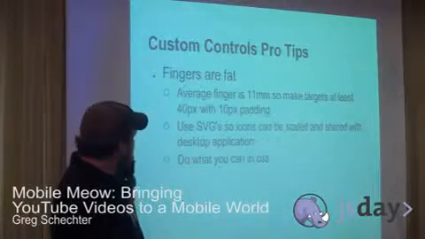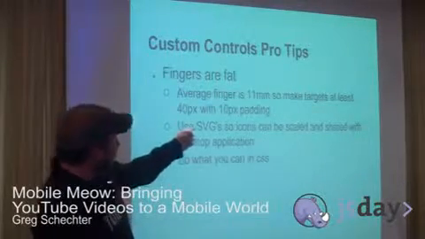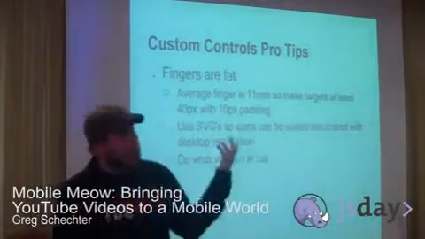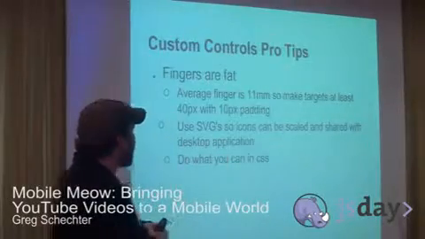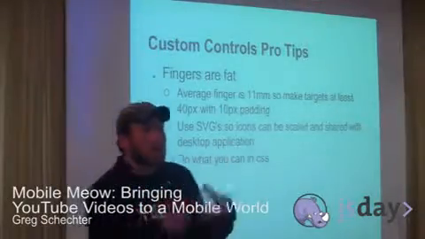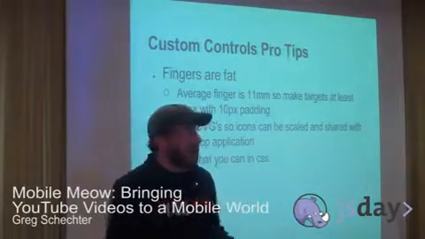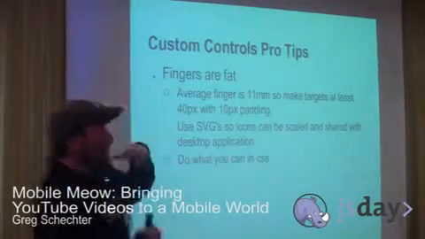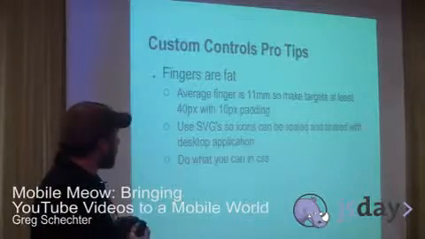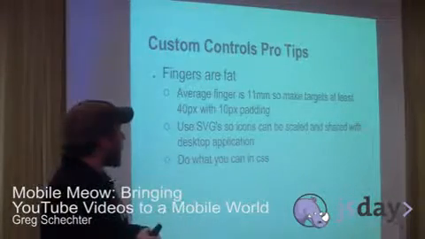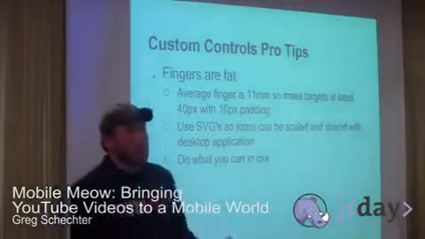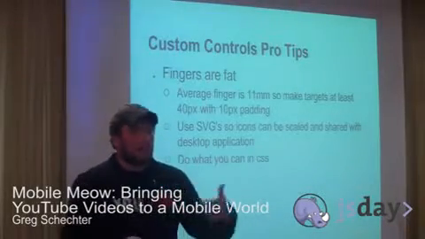But the average finger is 11 millimeters, according to some research that Microsoft did. So we need to make our controls a little bit bigger, and like with my example, I made them bigger so you can work with them. So we recommend that they're at least 40 pixels in a square, and there's 10 pixels of padding to that icon, so you don't have people accidentally clicking on other things.